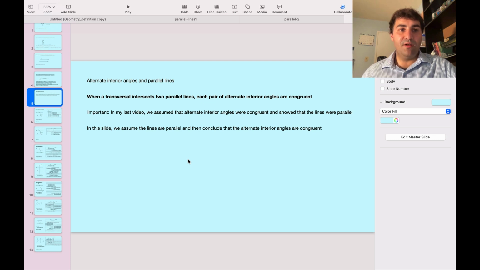So I'm going to move on to alternate interior angles and parallel lines. This is kind of what we did in the last video, but I'm doing the reverse now. When a transversal intersects two parallel lines, each pair of alternate interior angles are congruent, right? So last time we showed that if we could establish that alternate interior angles were congruent, then the lines are parallel. So now we're doing the opposite. If we know that the two lines are parallel, then each pair of alternate interior angles are going to be congruent.